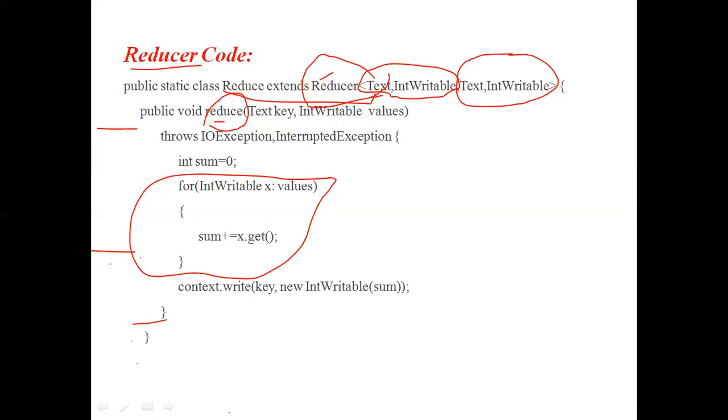So x dot get will give all the values. For the first value that comes, we are adding it to sum. Second value will come, we are adding that to sum. Third value will come, we are adding that to sum. Sum is equal to sum plus x dot get.